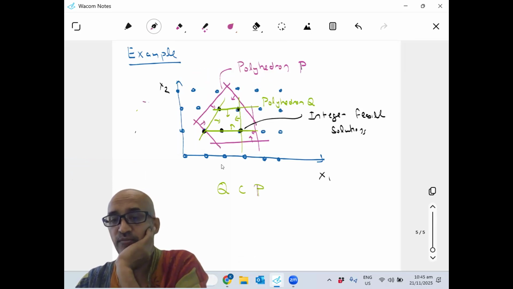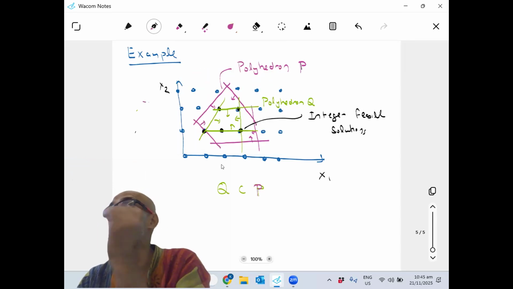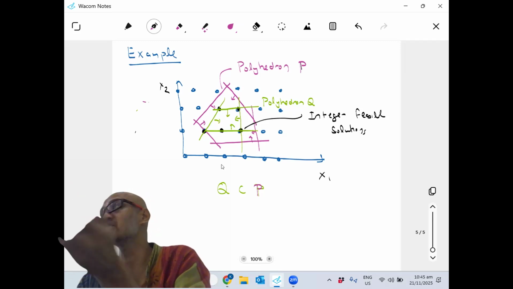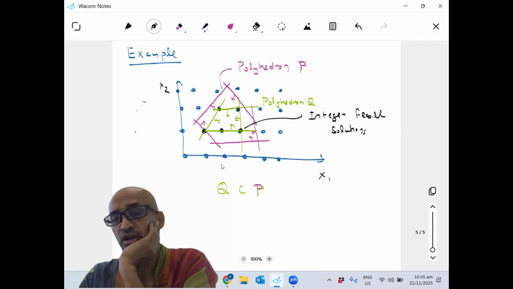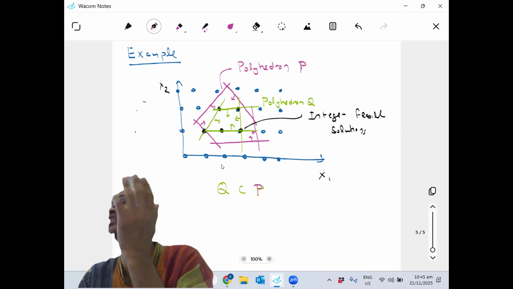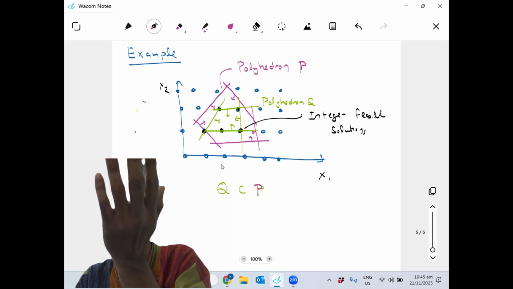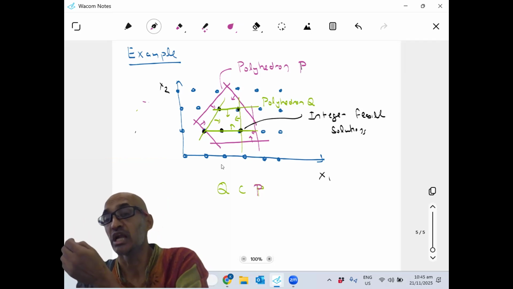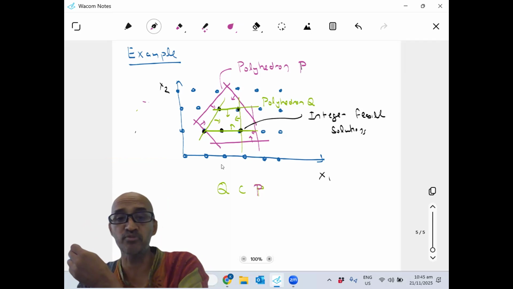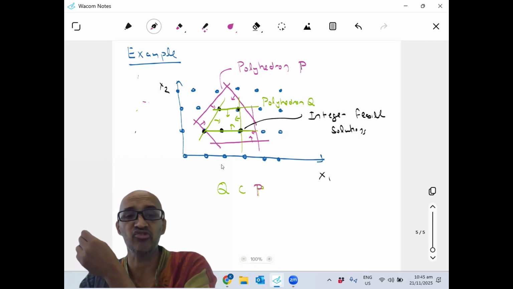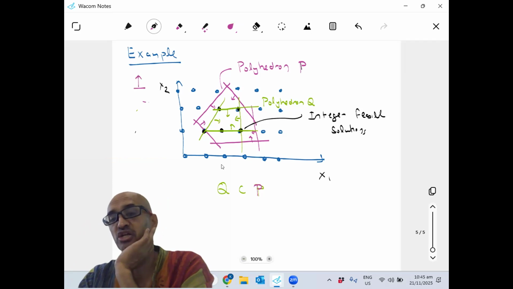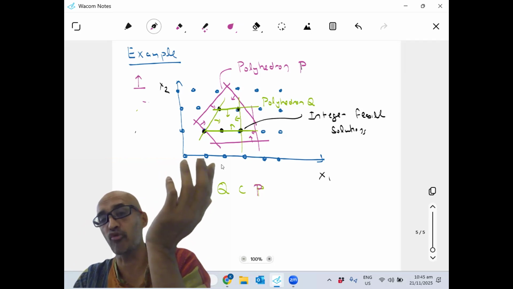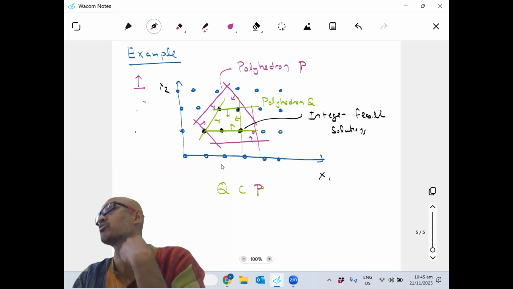If I optimize a linear function over the polyhedron Q, I will actually get integer solutions automatically. Why? Because the extreme points of this polyhedron are integer points. If I optimize over the polyhedron P, and my objective function is, let's say, c, and I'm trying to maximize in this direction, it would have given me this solution. That is not an integer solution. So I would have to somehow move from this and find that this is the optimal solution.